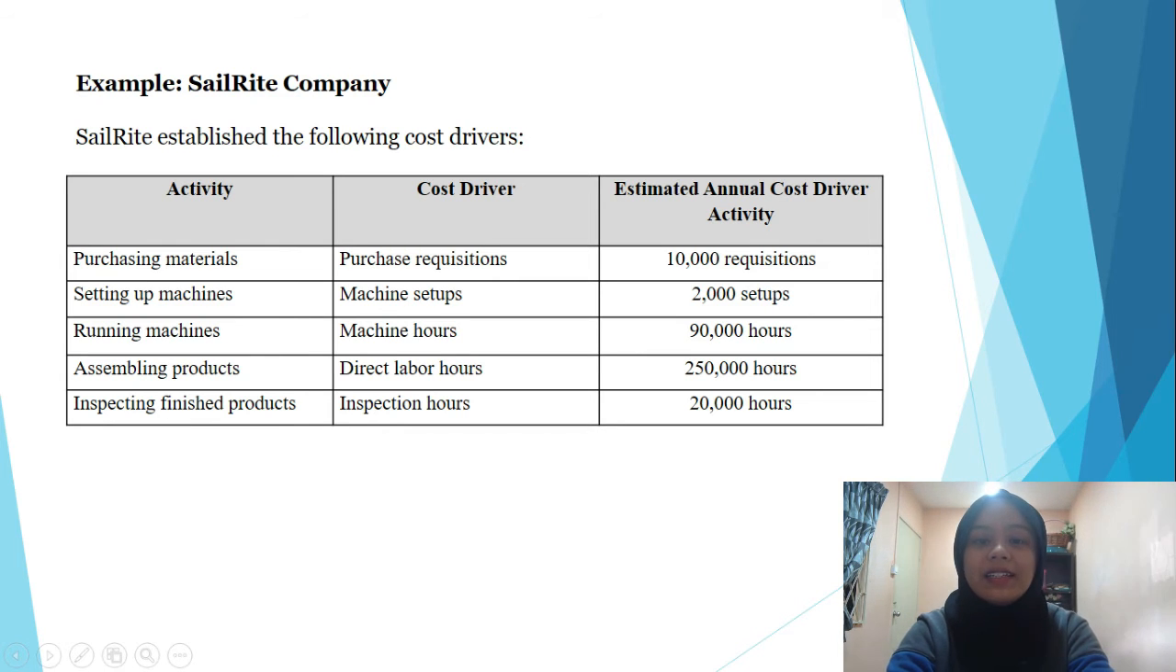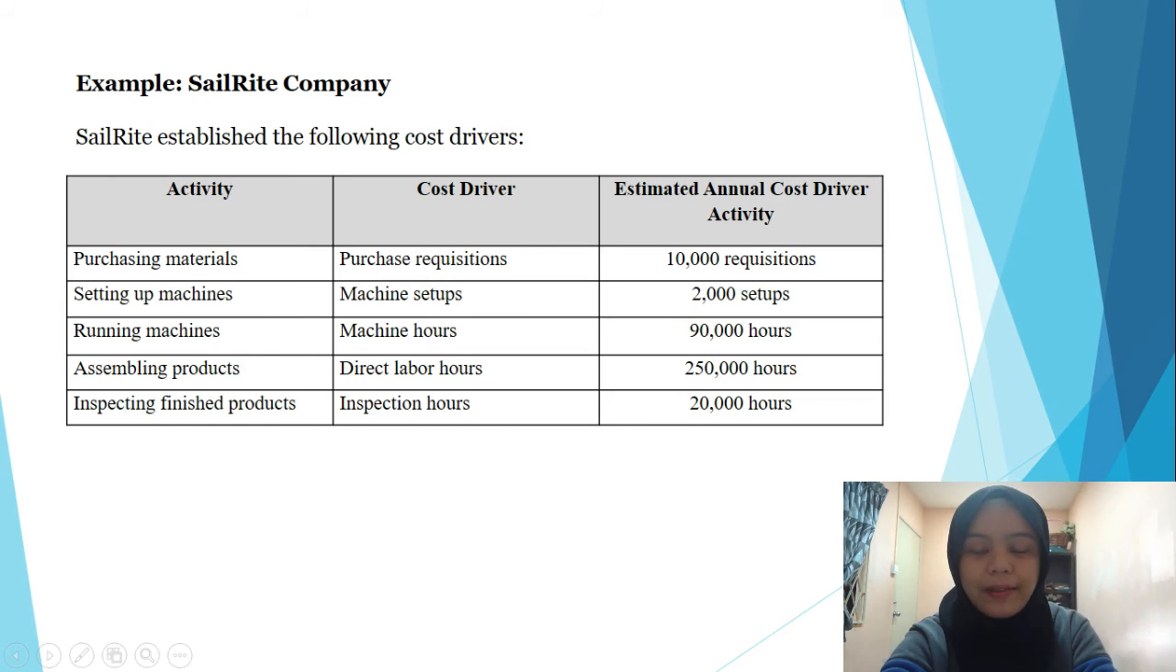So here is the example of Cellrite Company's cost drivers. For the first activity, purchasing material, the cost driver is purchase requisitions. For the second activity, setting up machine, the cost driver can be machine setup. For running machine, the cost driver can be machine hour. For assembling product, the cost driver can be direct labor hour, and inspecting finished goods can be inspection hour.